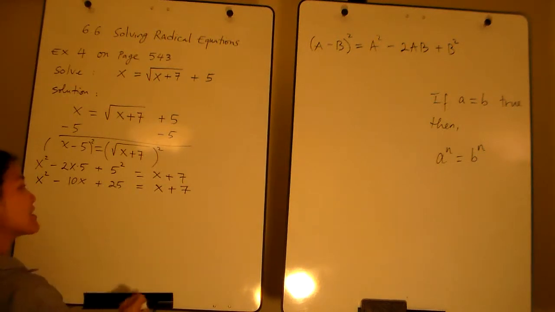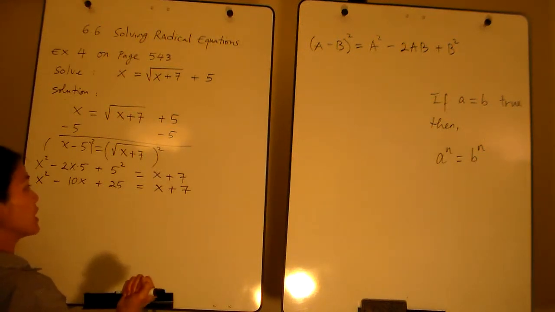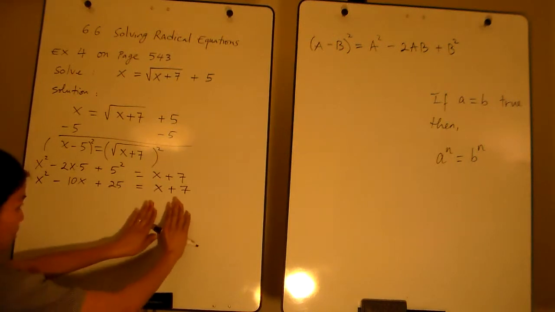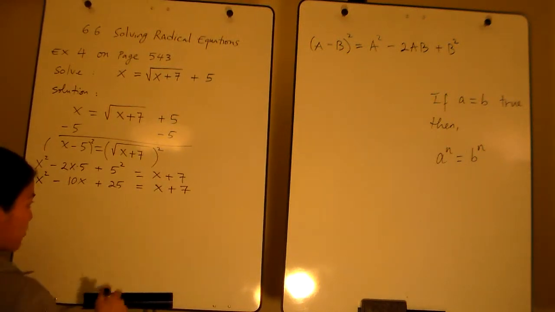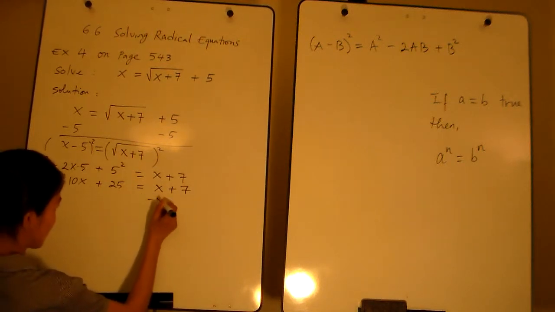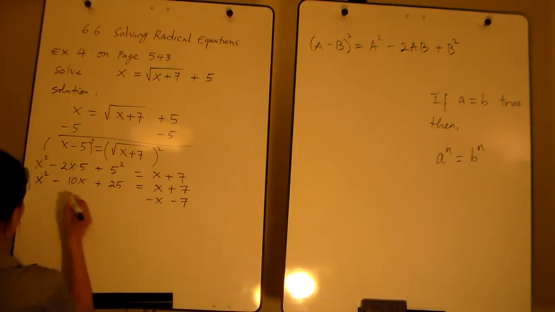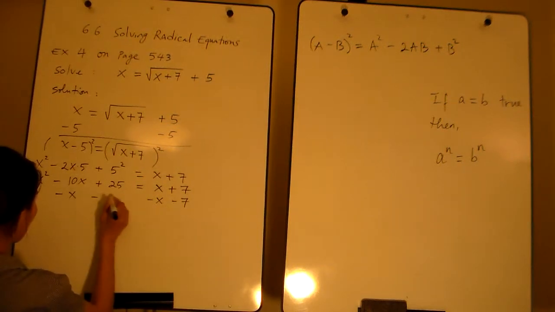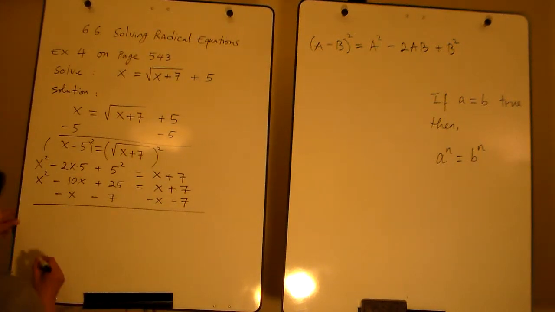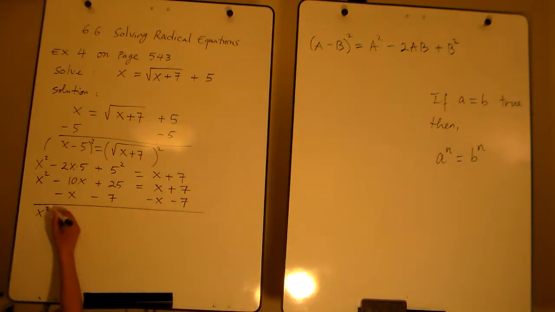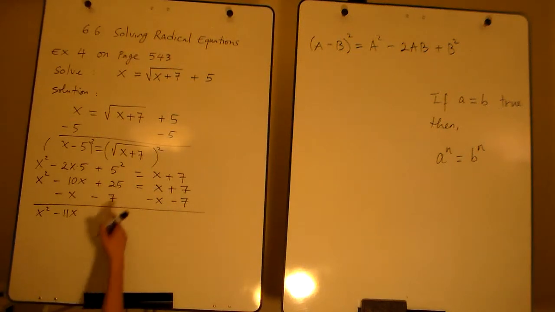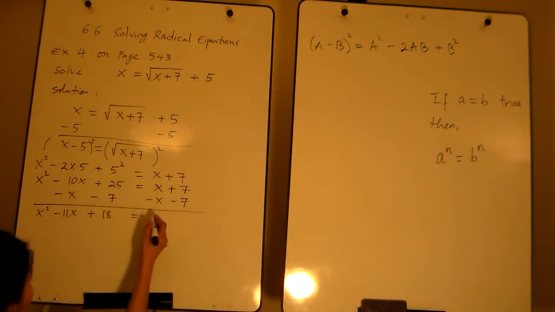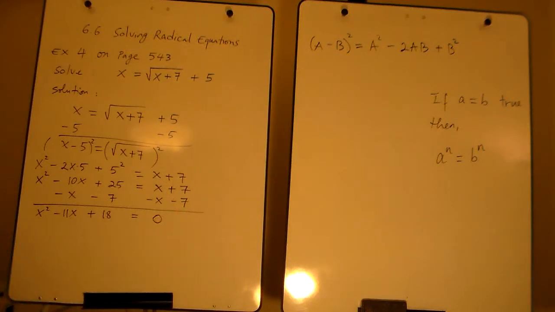So to have one side equal to 0, using the principle of 0, I will remove the two terms on the right hand side. That means I will subtract x and subtract 7, and I'll do it to both sides. And then simplify, we have x squared, negative 10x subtract x is negative 11x. 25 subtract 7 is 18, positive 18. And then this is 0, and this is 0. 0 plus 0 is 0.